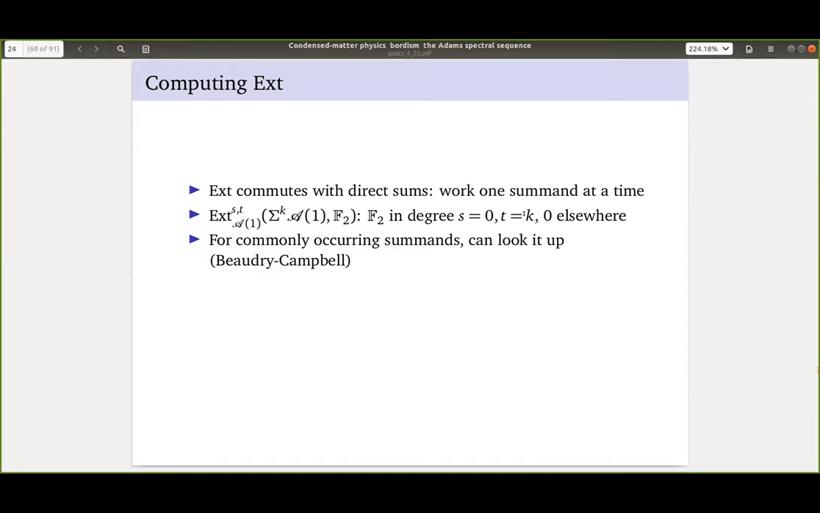How about that orange summand? Well, there are a couple of different ways of computing Ext, and the first one is to cheat and look it up in someone's paper. So the paper of Beaudry and Campbell that I mentioned earlier has a bunch of these. Along their way to making computations and examples, they compute the Ext of several commonly occurring summands.